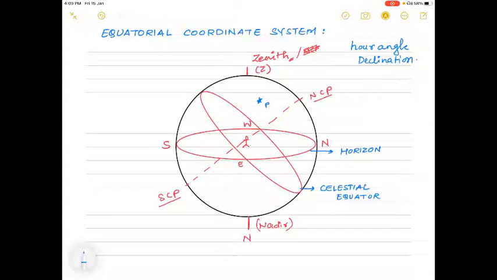Now we know that stars have a diurnal motion. Stars have a diurnal motion. So due to that, in a duration of 24 hours, the star will make this trajectory.